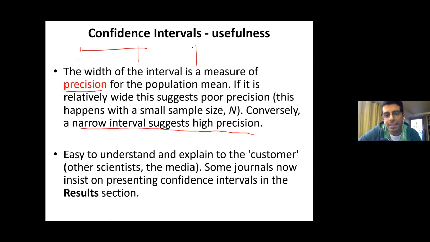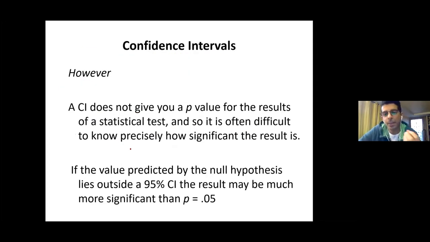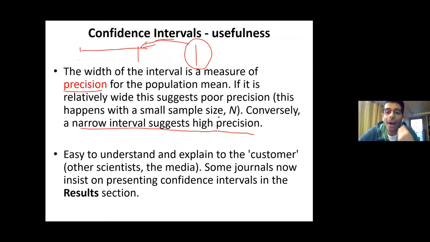You can immediately tell that this sample mean is very different, very significant when compared to this confidence interval, because it's outside the limits. This is why they like using confidence intervals, because it gives you an idea. The problem is that you only know that it's significant. You do not know how significant it is.